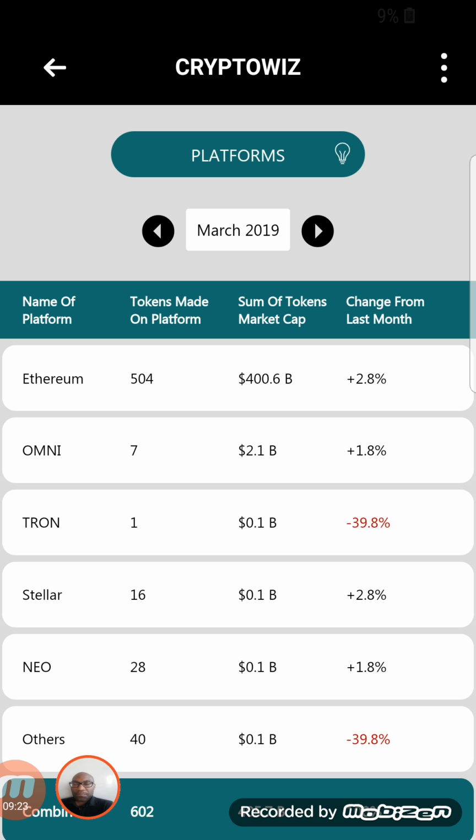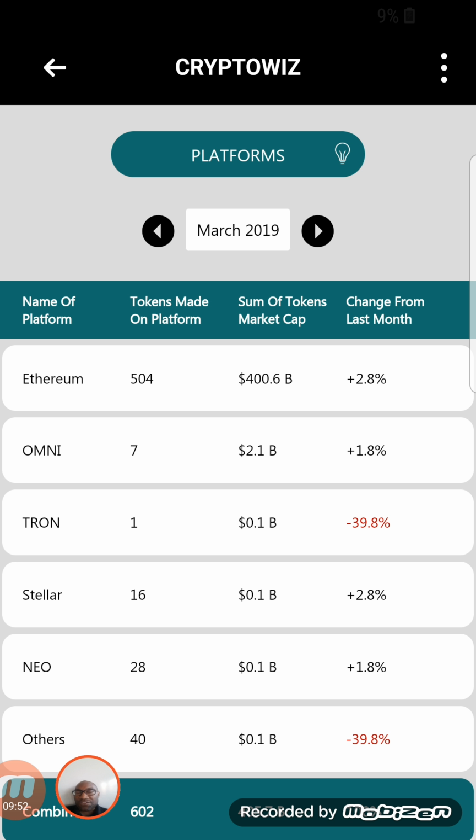So what we do in this report is we see how many tokens are being built on each platform. For Ethereum, I have 504, but that's just dummy data. There's more than 504 tokens, I believe, being built on Ethereum. We look at the market cap for all of those tokens and how much the market cap has increased in the last month. And we do that for other platforms that tokens are also using to build on top of.